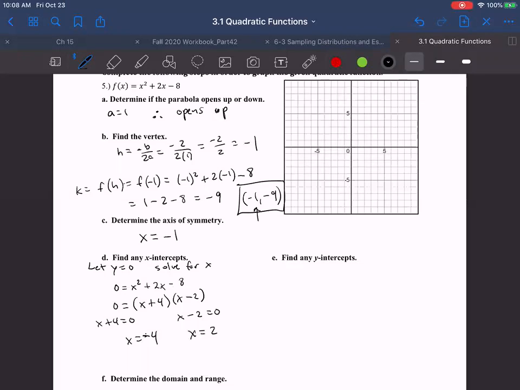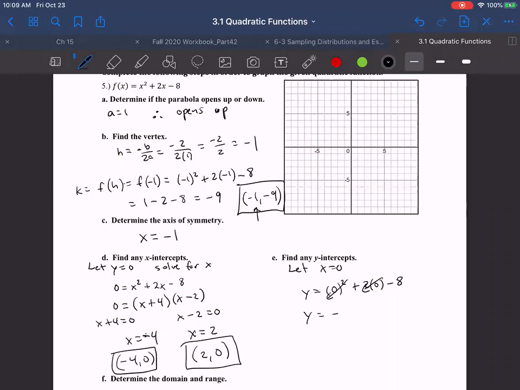So we have two x-intercepts. That gives us x-intercepts at negative 4, 0, and at 2, 0. After that, it says find any y-intercepts. We do that by letting x equal 0. In this case, we get y equals 0 squared plus 2 times 0 minus 8. That's just a 0, that's just a 0, and we're left with just y equals negative 8. And so therefore we have a y-intercept at 0, negative 8, just like that.